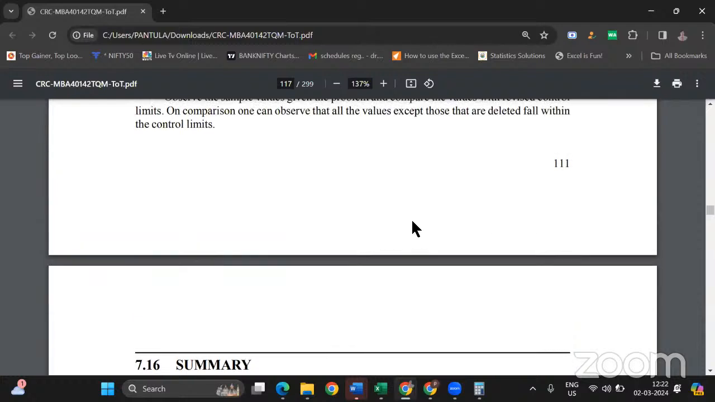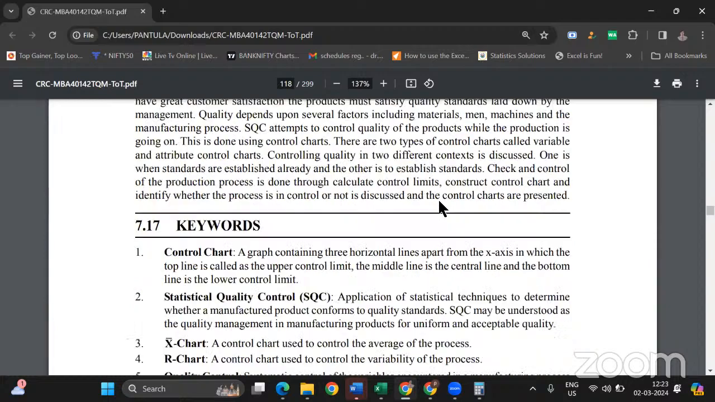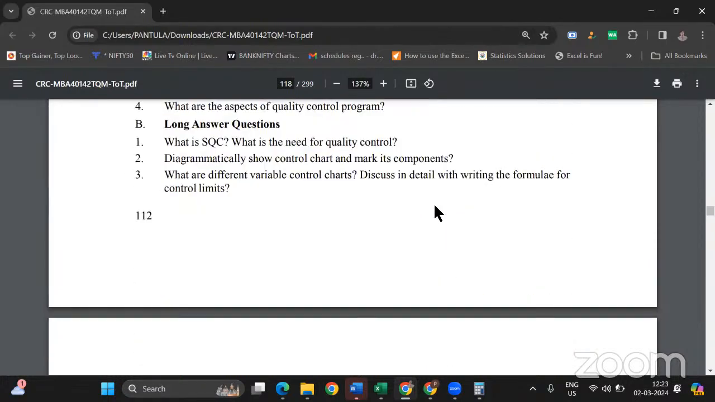Now again we observe the sample values given in the problem and compare them with the revised control limits. On comparison, it can be observed that all are accepted and within the control limits after the deleted values. So that's all about this chapter.